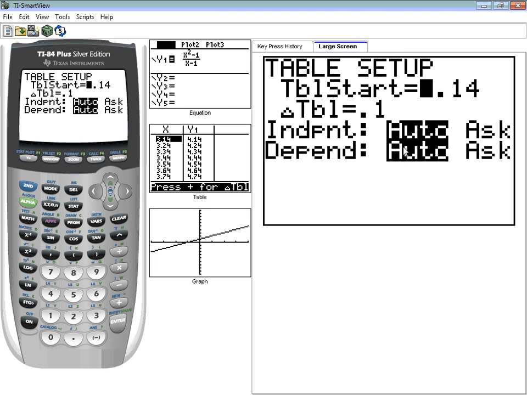All right, right now it's saying it's going to start at 3.14 and change by 0.1. That is not helpful at all for what I'm looking for. Remember, we're looking as x approaches 1 for our limit, right? So I want my table to start at 1. What it's changing by, we can certainly start with the 0.1. That is fine. So then you go second graph and you go to your table.